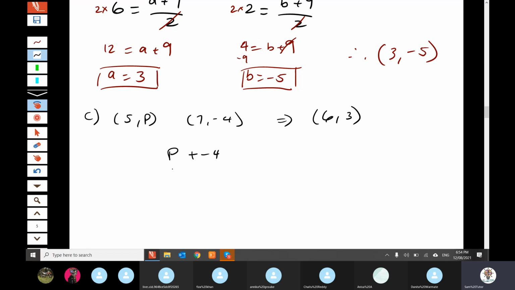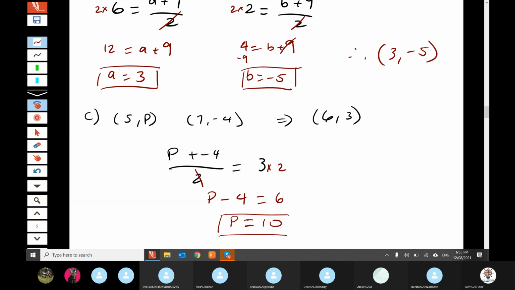P plus negative 4 on 2 must equal the y value, which is 3. So again, y1 plus y2, divided by 2 equals the midpoint of y's. Finish it off. Times 2. P minus 4 equals 6. Add it, 6 plus 4. P equals 10.